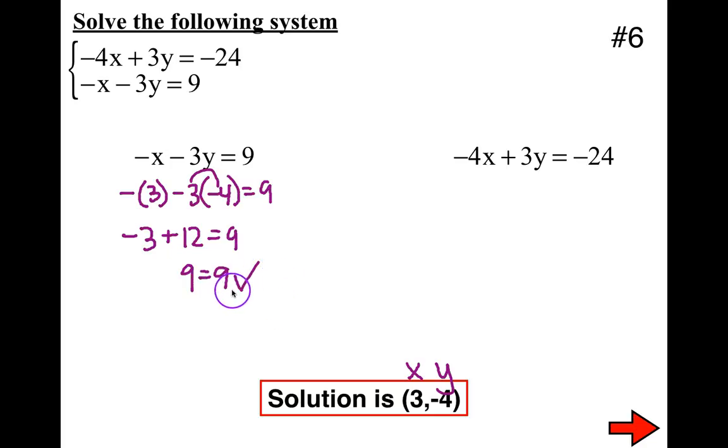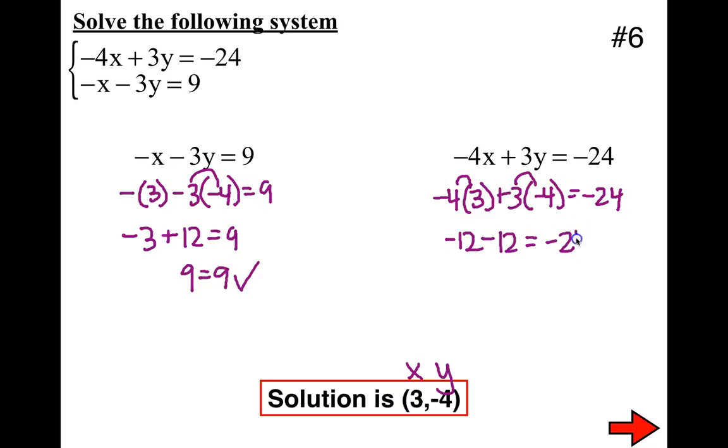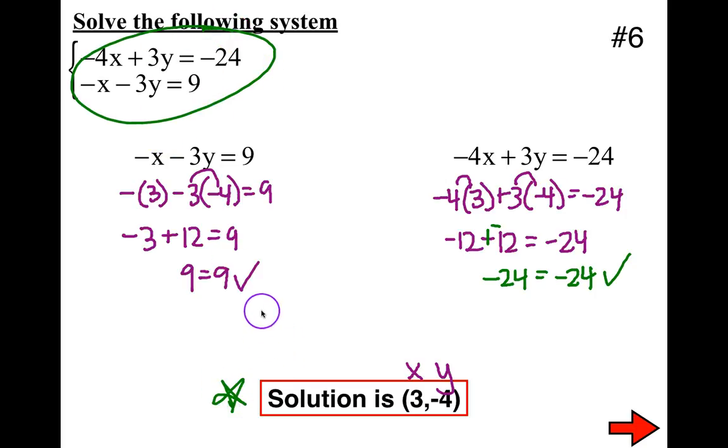But again, checking just one isn't good enough. You need to make sure it works for both. So here we have negative 4 times x, which is 3, plus 3 times y, which is a negative 4, is supposed to equal negative 24. Negative 4 times 3 is negative 12. Negative 3 times negative 4 is another negative 12, and it's supposed to equal negative 24. Here, simply add the opposite, and you'll be left with negative 24 equals negative 24. Guess what? It works for both, so I can confidently say that the solution to this system is 3, negative 4.